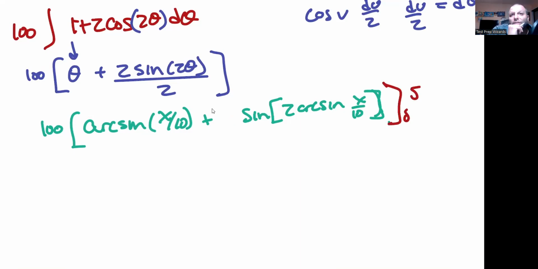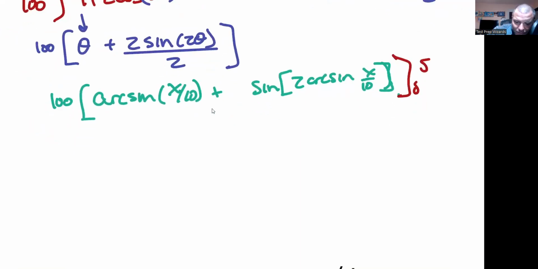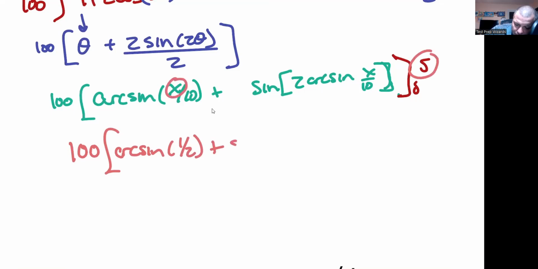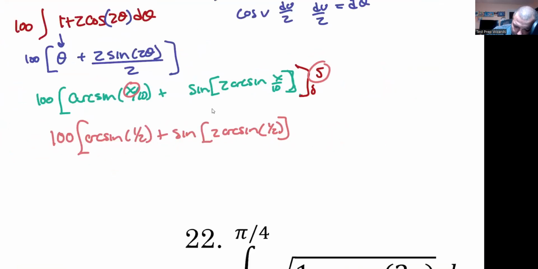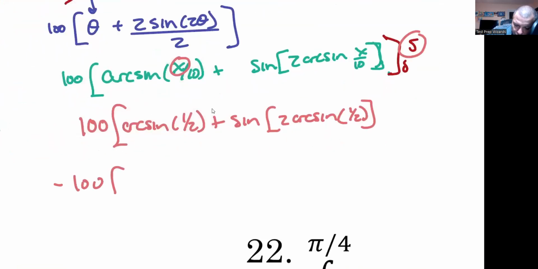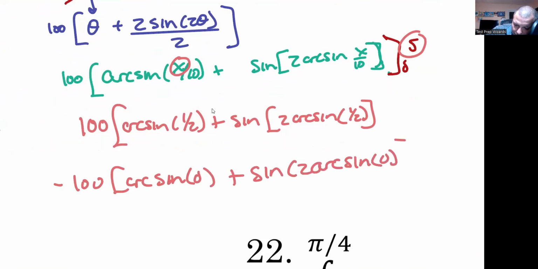So for the arc sine, a couple of things we could do here, but I'm just going to write this in because I don't feel like explaining what happens with sines and arc sines and that cancellation, but you probably know that they cancel. So we're going to get 100 times the arc sine of 1/2, I just plugged in 5 for x, plus sine of 2 arc sine of 1/2, minus 100 arc sine of 0 plus the sine of 2 arc sine 0.